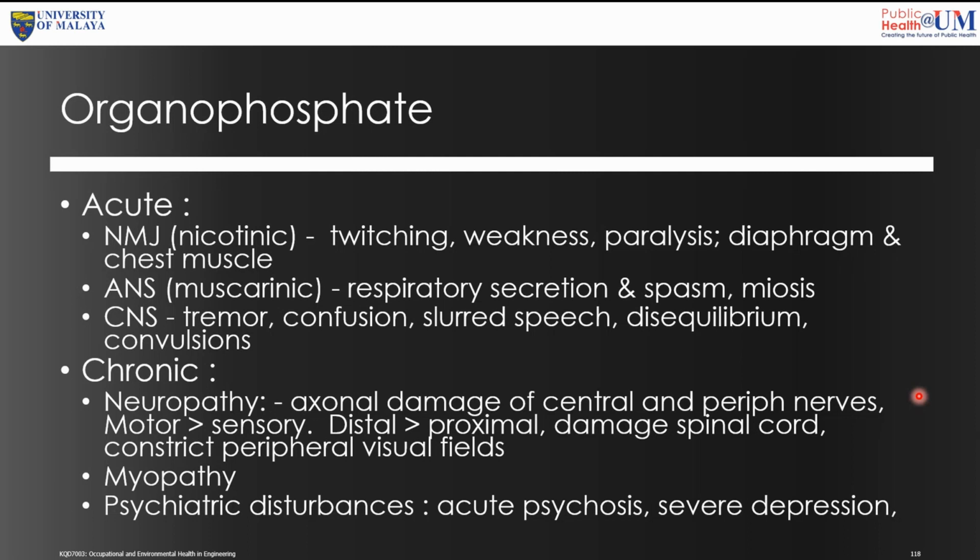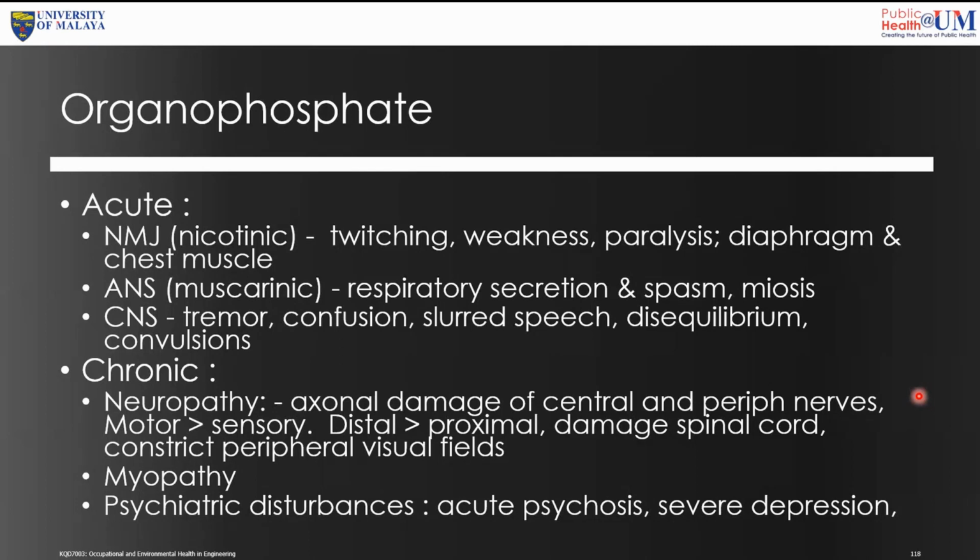But there's also exposure at a chronic level. Chronic means that you're exposed to a lower dose of organophosphate over a long period of time. You get neuropathy or axonal damage of central and peripheral nerves, so motor more than sensory, distal more than proximal. Damage of the spinal cord, and constriction of the peripheral visual field. As we mentioned earlier, visual field means your field of vision, so you cannot see properly; your visual field becomes narrower. Myopathy, and psychiatric disturbance like acute psychosis and severe depression can also be affected.